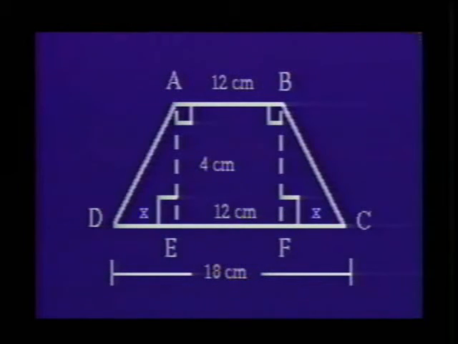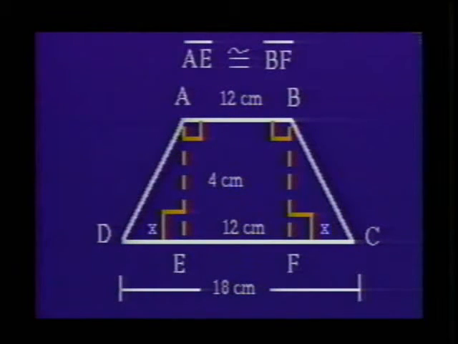Since trapezoid ABCD is an isosceles trapezoid, if we are given that the lengths of the bases are 12 centimeters and 18 centimeters and the altitude is 4 centimeters, we can calculate the length of the legs.